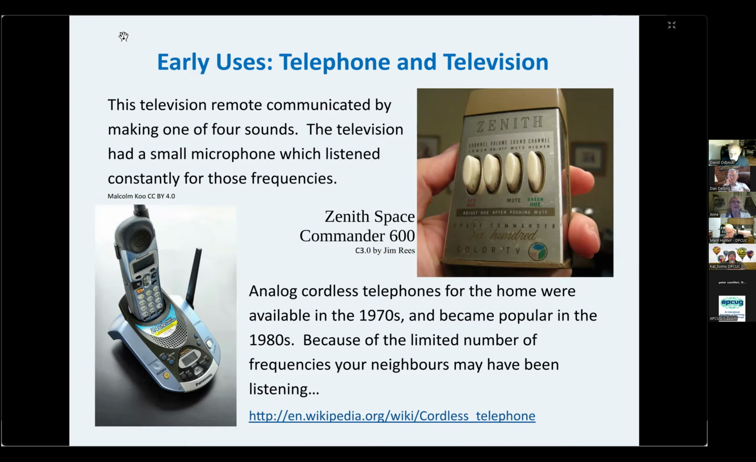Okay, so when people first started having these devices in their home, one of the early ones they wanted to have was a cordless telephone, because telephone cords are such a nuisance.